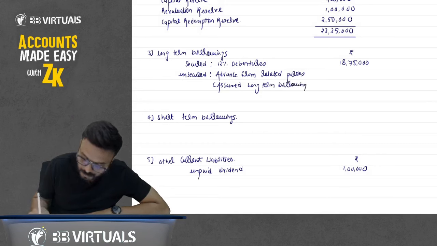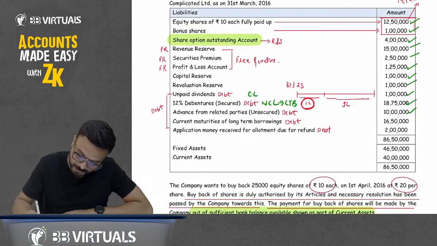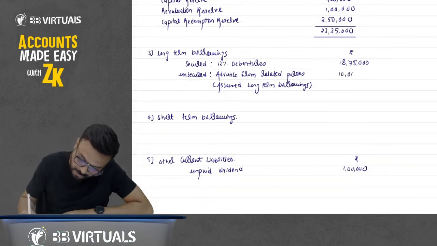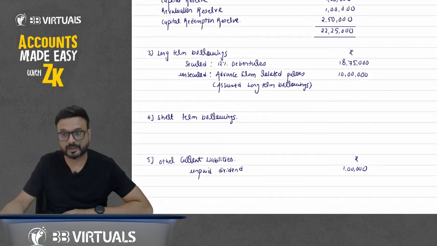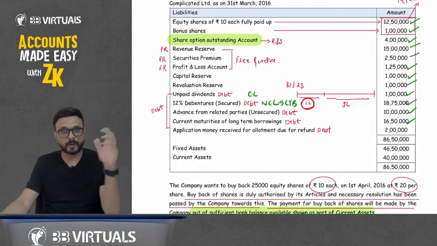Assume long term borrowings. How much is it? It is 10 lakh rupees. Write down here 10 lakh rupees. Now after this, the next item is current maturity of long term borrowing.